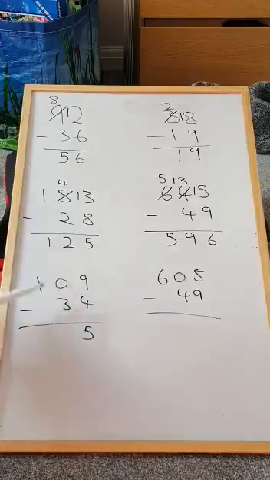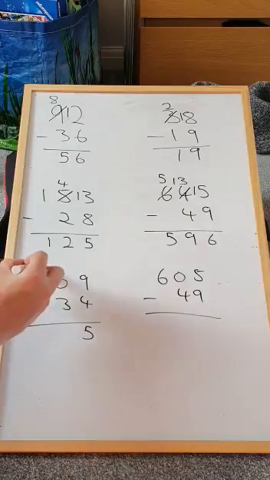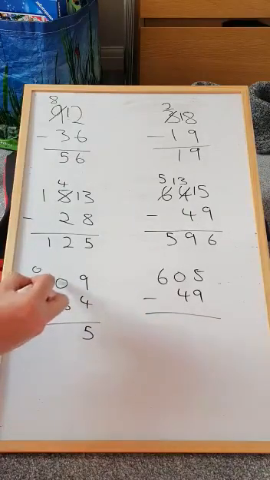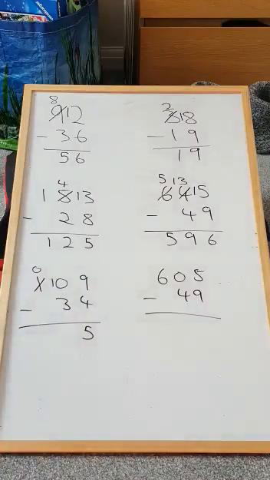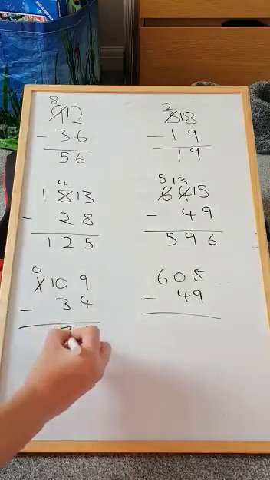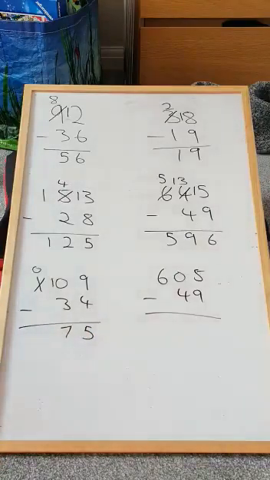Next column, we've got 0 take away 3. Now we cannot do that, so we need to borrow from the next section. So we take from the 1, that becomes a 0, and then we move our 10 across. So it's now 10 take away 3. 10 take away 3 is 7. And then we've got 0 here. We don't have to put the 0 in, because it's the start of that number. So our answer to 109 take away 34 is 75.